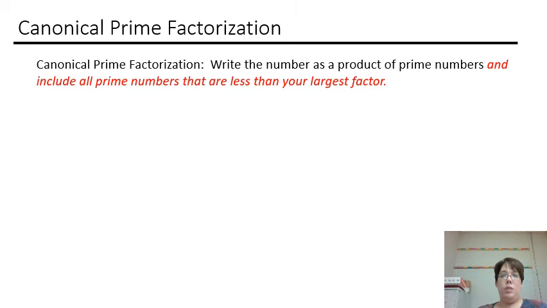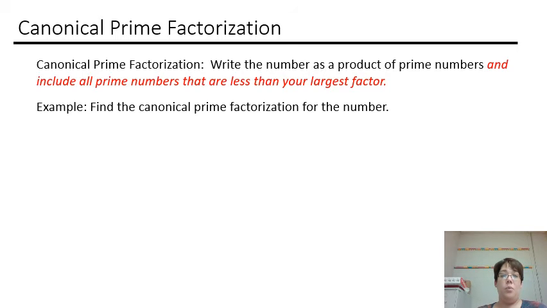Now we have this really weird thing that's called a canonical prime factorization. I really don't like this, but it is just something that is very unique. It'll just kind of blow your mind. But basically, this is a prime factorization where you include all prime numbers that are less than your largest factor. So we're going to look at an example, and you do have one like this on your homework.